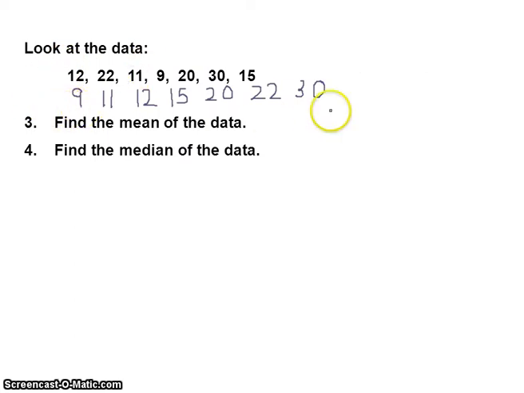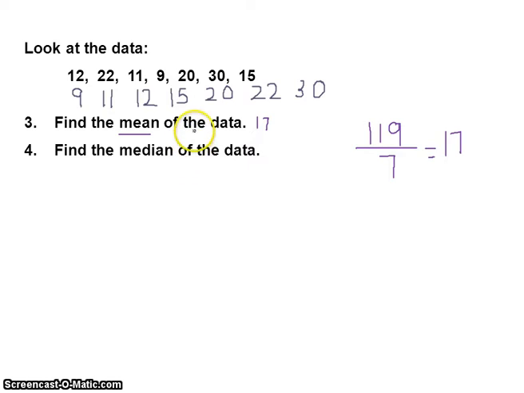Look at the data. Notice that I've arranged the data from least to greatest. You want to do that when you have a data set. Find the mean. The mean is the average, so we want to add all of these up. When you add them up, you get 119. And there are 7 digits, so you divide 119 by 7. And if you do that, you'll find that the mean is 17.